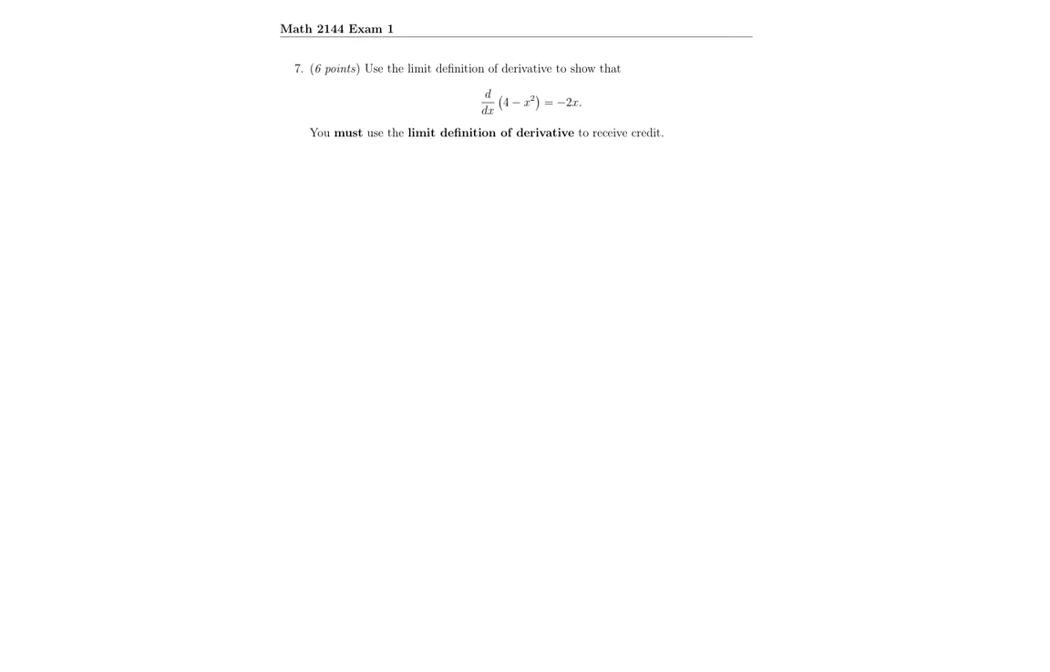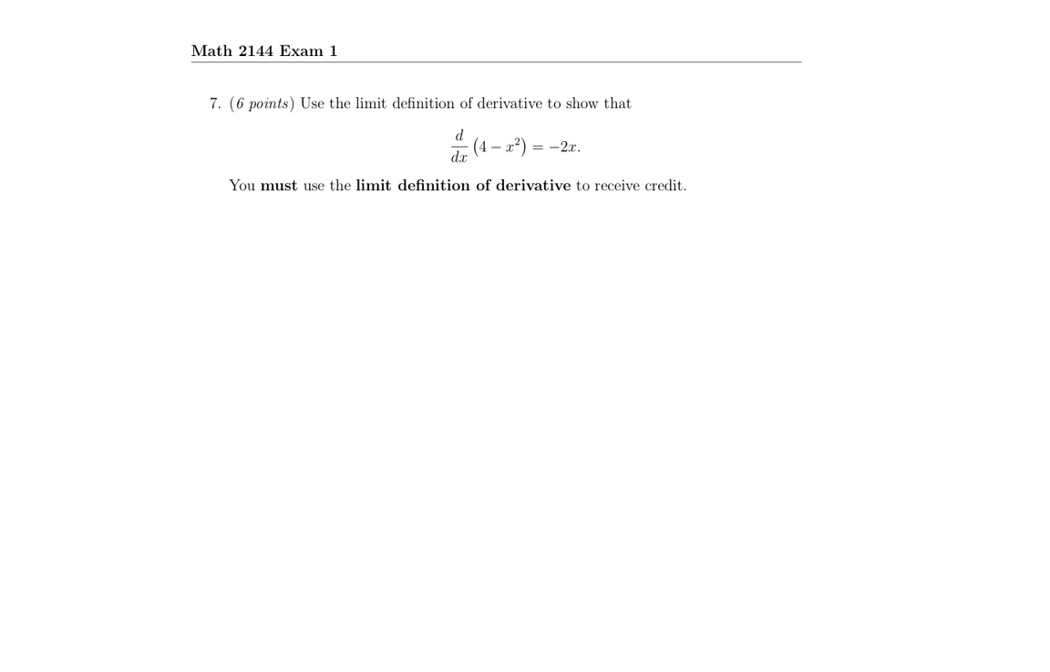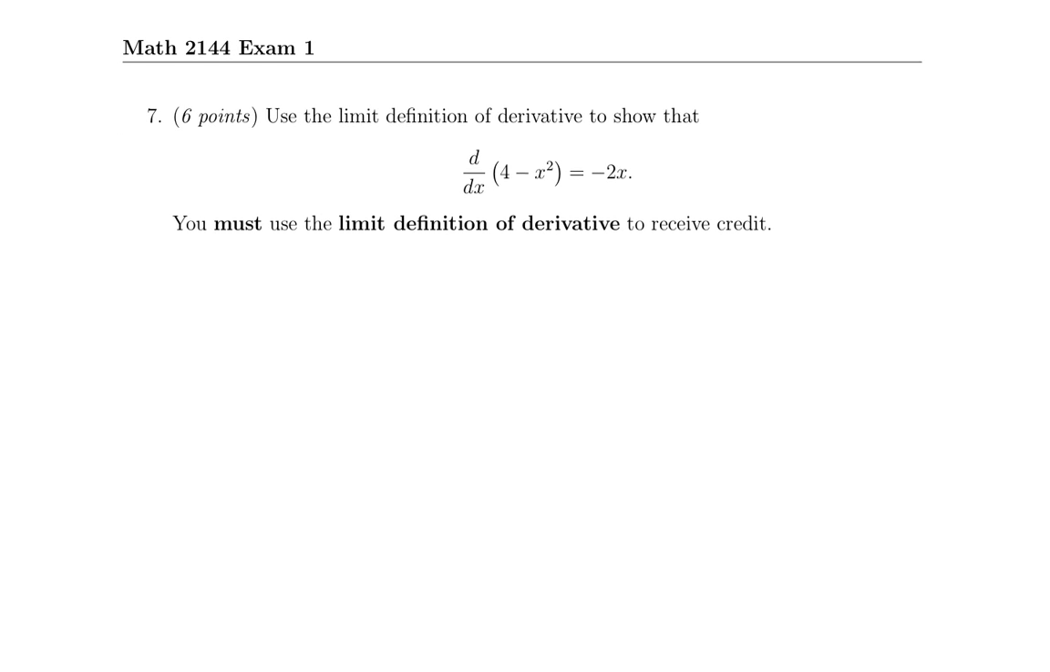So then for our last one, it says, use the limit definition of derivative to show that d dx of 4 minus x squared is equal to negative 2x. But we have to use the limit definition, so we can't just use the power rule or whatever we know, right? So let's start by stating what the limit definition is. Our limit definition states the limit as h approaches 0 of f of x plus h minus f of x, all over h. So that's our limit definition of a derivative.